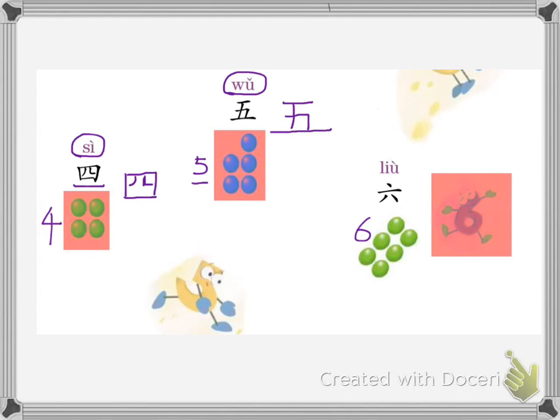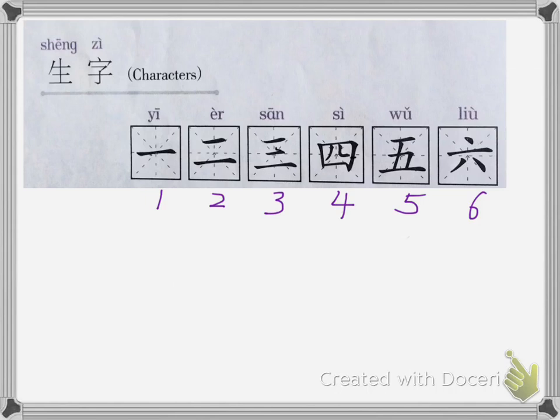This is number 6. The pronunciation is like this. Liu. The writing is like this. This is the first stroke, this is the second stroke, this is the third stroke, and this is the fourth stroke. Let's review. We just learned 1, 2, 3, 4, 5, 6.